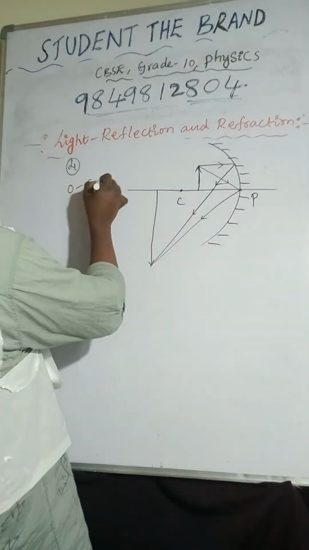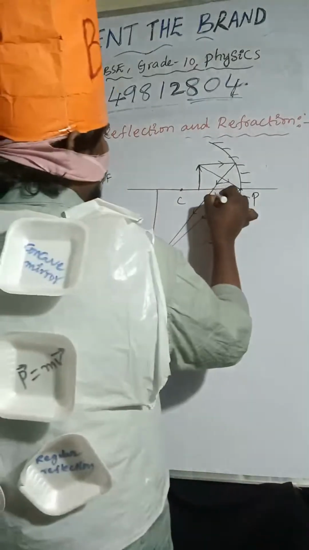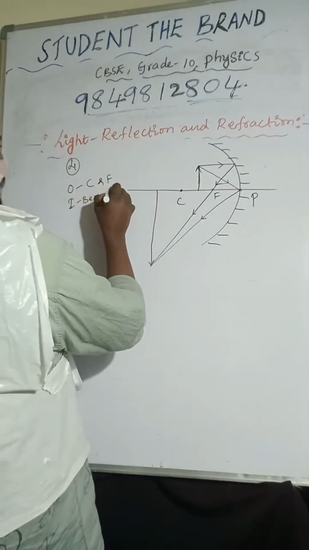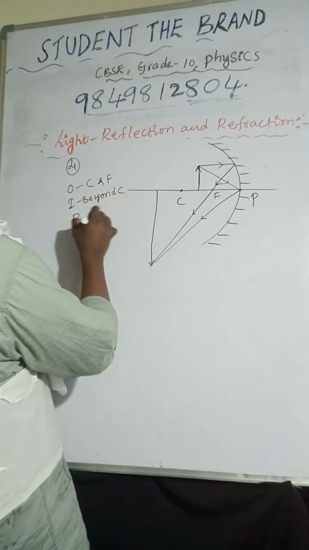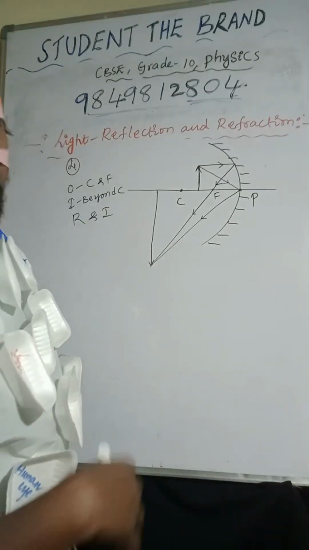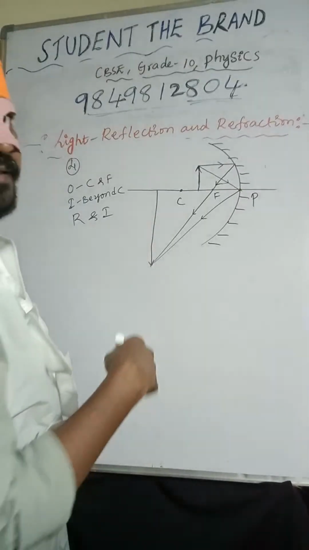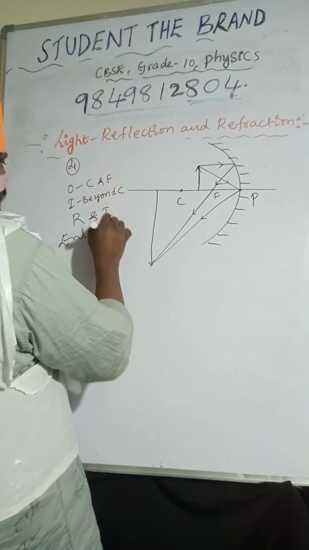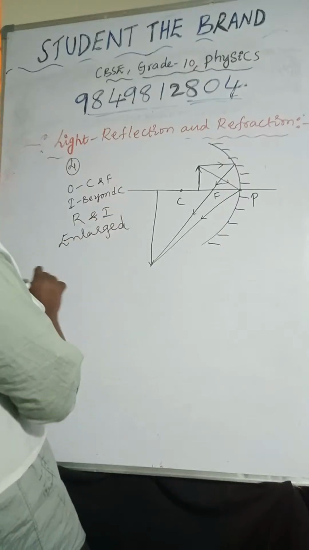Object is placed between C and F. Image is forming beyond C. Nature of the image is real and inverted, and size of the image is enlarged. Compared to the object, image size is increased, enlarged. Coming to the fifth one.